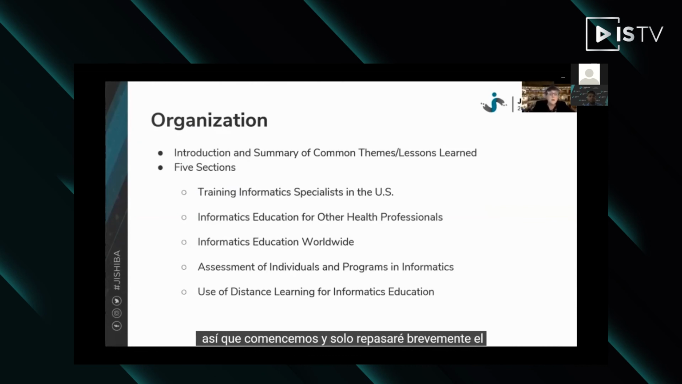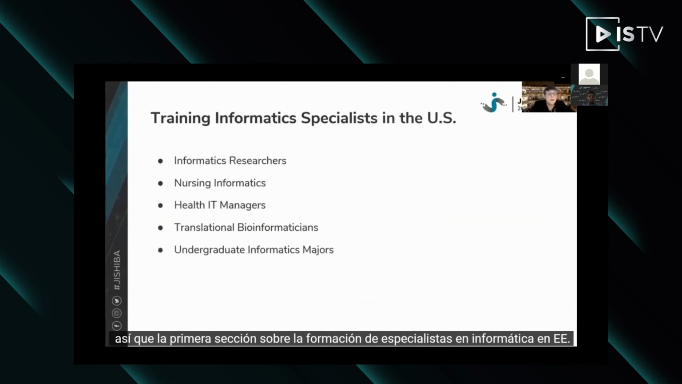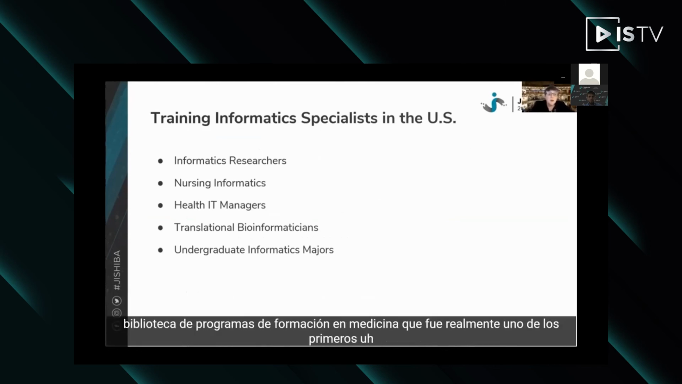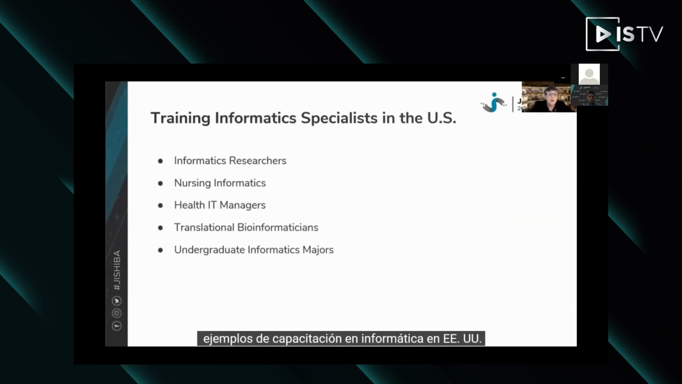So let's begin, and I will just briefly go over the content of these sections and then discuss some of the common themes. So the first section is on training informatics specialists in the US. We have a chapter on informatics researchers that is written by Valerie Florence from the National Library of Medicine, and she describes some of the National Library of Medicine training programs, which were really one of the first examples of training informatics in the US.